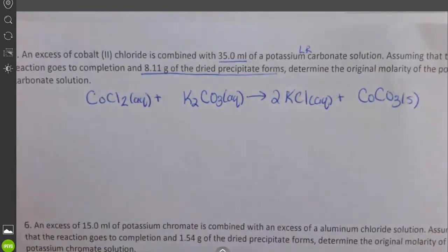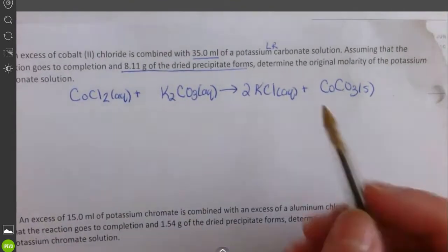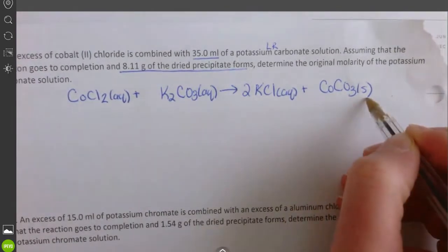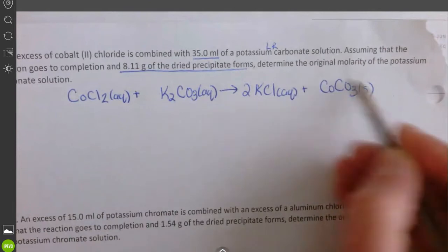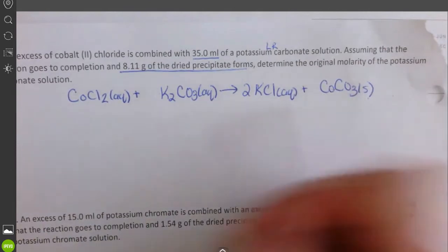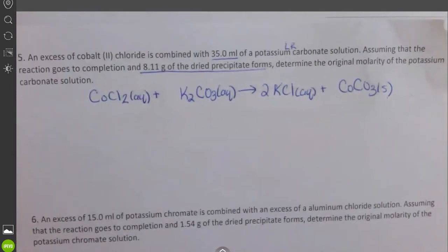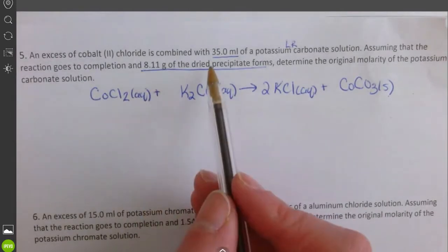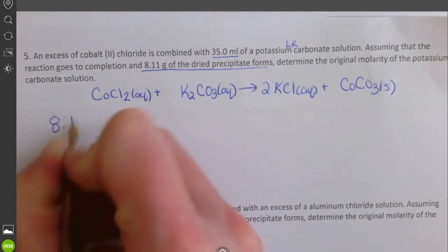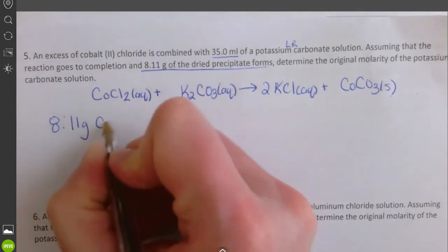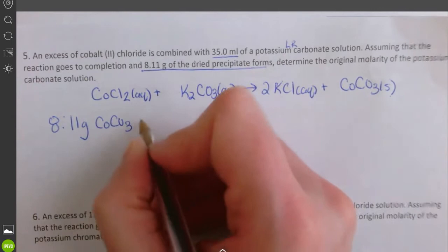So first off, you need to be able to, again, write these precipitation reactions. You need to be able to balance it and also identify what our precipitate is, because it doesn't tell you which is the dried precipitate. You have to be able to identify that yourself. So then once we have our balanced equation, we're going to jump right in with the stoichiometry, starting with our grams of that precipitate. So that says I have 8.11 grams of my cobalt 2 carbonate precipitate.